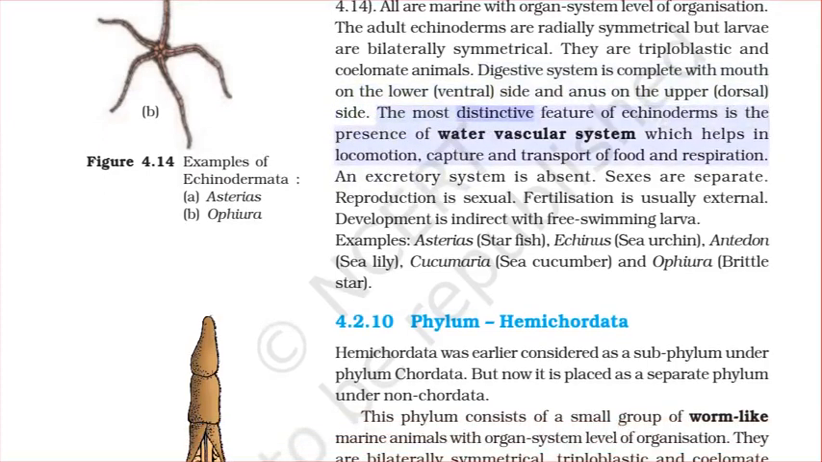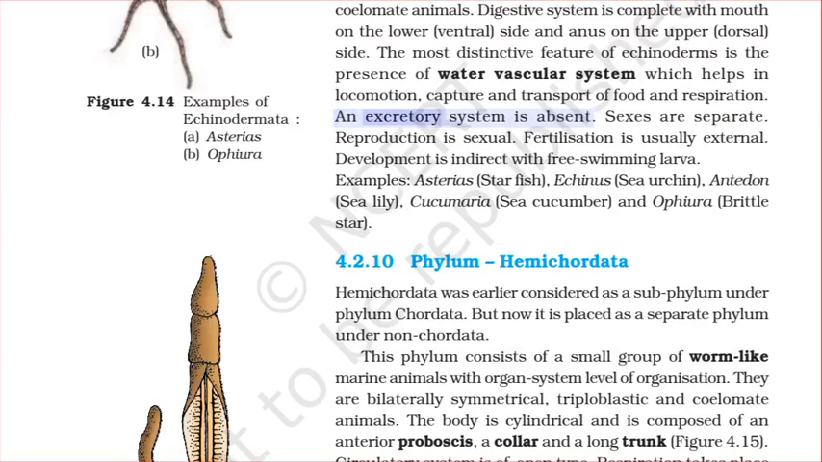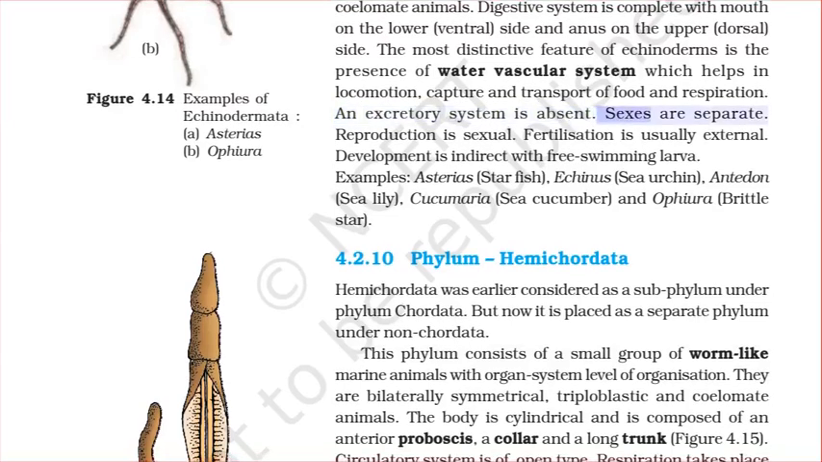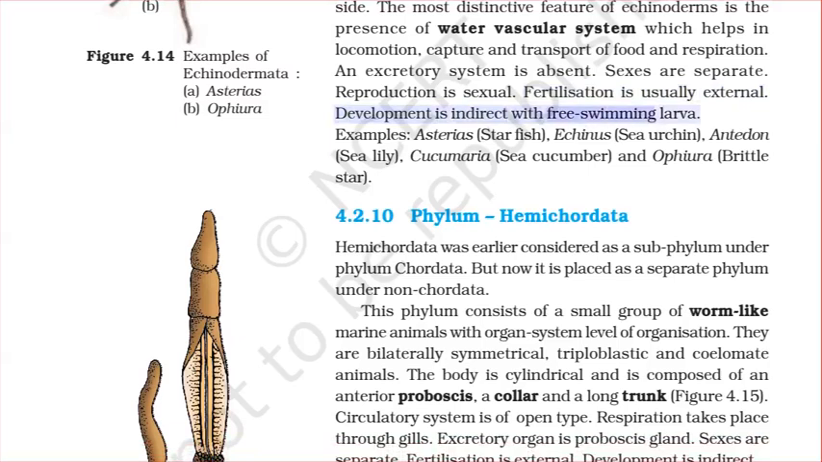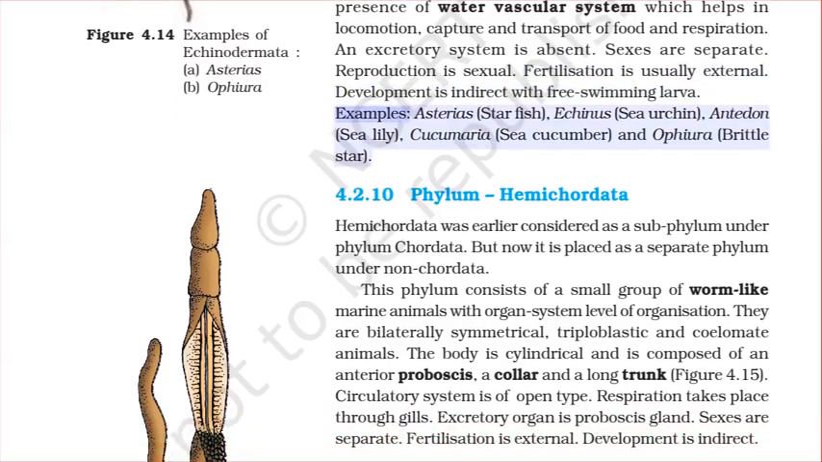The most distinctive feature of echinoderms is the presence of water vascular system, which helps in locomotion, capture and transport of food, and respiration. An excretory system is absent. Sexes are separate. Reproduction is sexual. Fertilization is usually external. Development is indirect with free-swimming larvae. Examples: Asterias, starfish; Echinus, sea urchin; Antedon, sea lily; Cucumaria, sea cucumber; and Ophiura, brittle star.